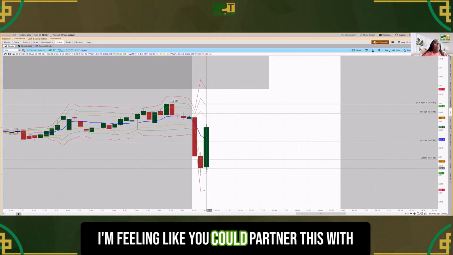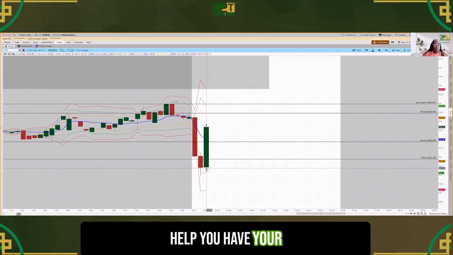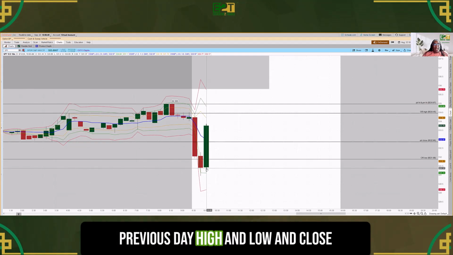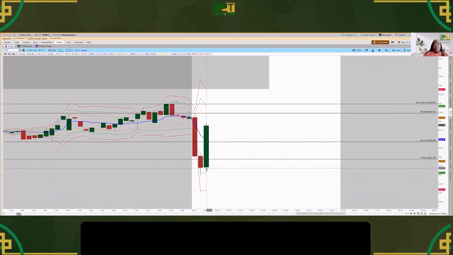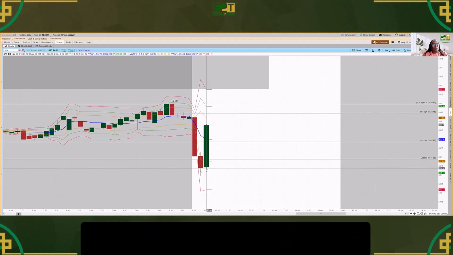I'm feeling like you could partner this with the 6 lines, because the 6 lines is going to help you have your bounds too. You have previous day high and low and close, as well as opening range, which we're in the opening range right now.